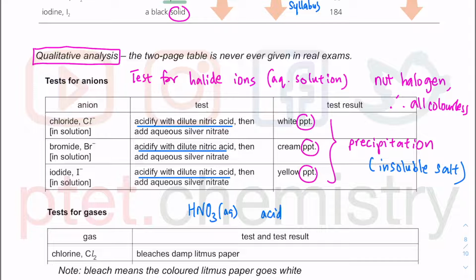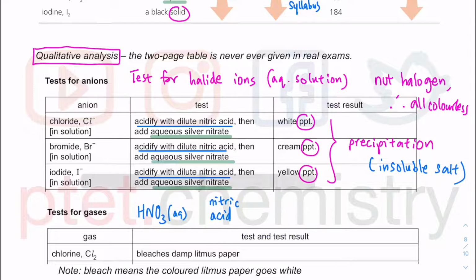And then after that, you have to add aqueous silver nitrate. Aqueous silver nitrate is a colorless solution, and it's an aqueous solution, so that means soluble. And then you're going to get a white precipitate because the chloride and the silver will combine together and you will get silver chloride. This precipitate refers to silver chloride, AgCl. That is your white precipitate.